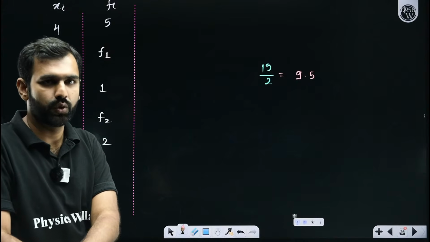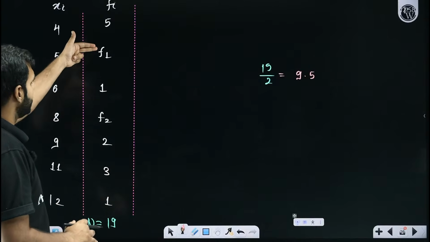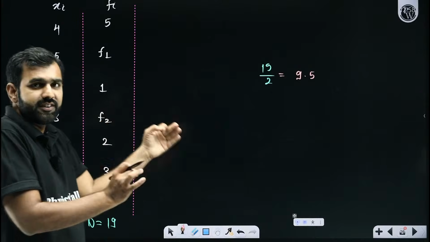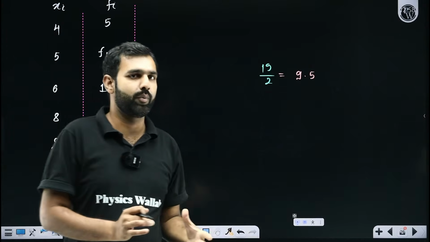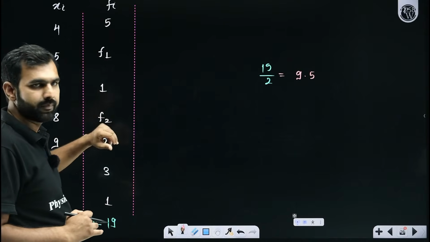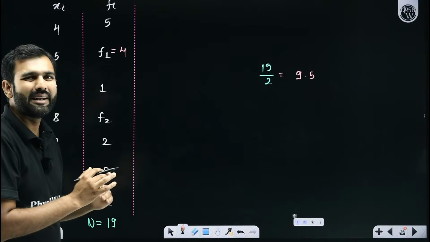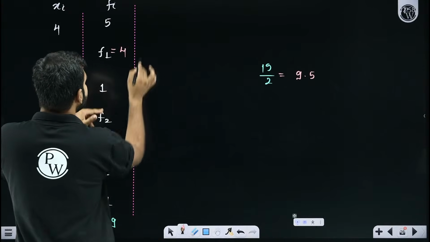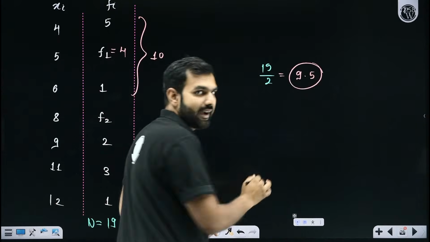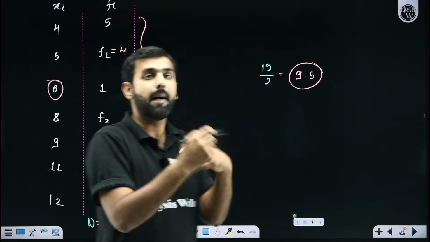So here, I'll simply say that I choose f1 in such a manner that this 5, f1 and 1, this sum is just greater than 9.5. How will I ensure this? So 5 plus 1 is 6. Do you not think 6 plus 4 will be 10? So the cumulative frequency here will be 10, and this 9.5 will fall under the 10, and that will make the 6 happen to be the median.